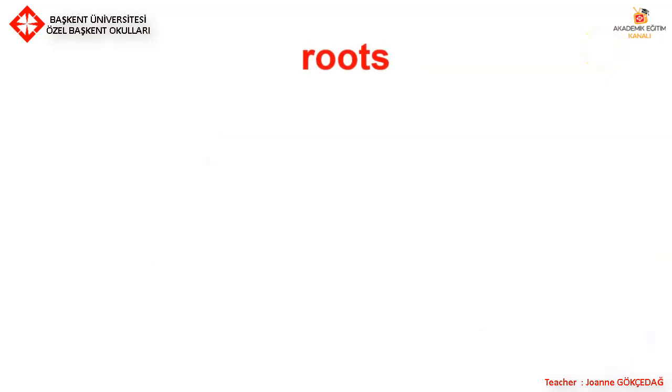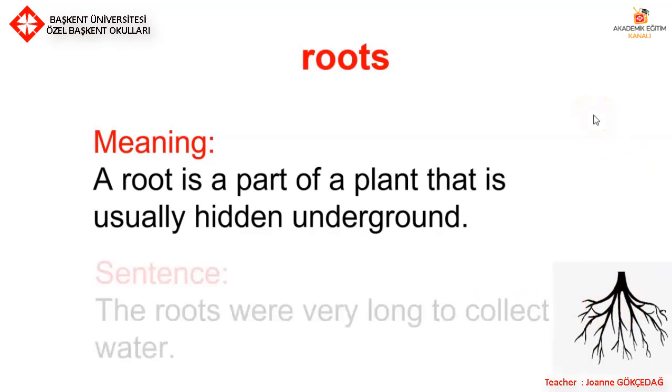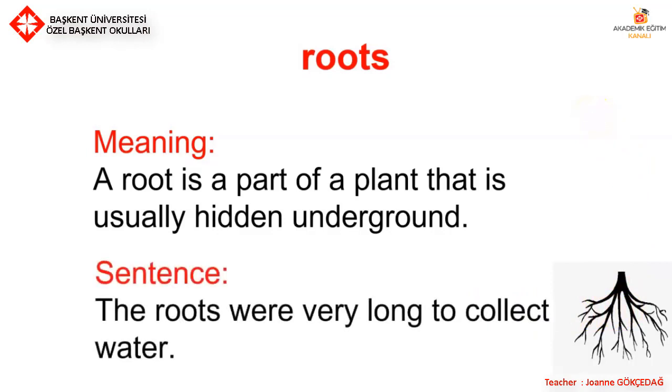Roots. A root is a part of a plant that is usually hidden underground. It can either go very long, straight down, or it can be short roots, or they can go down and out, especially in hot places where they want to collect more water. The roots were very long to collect water.